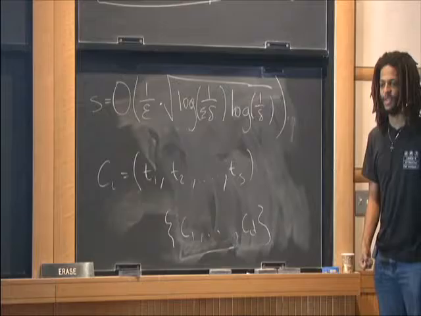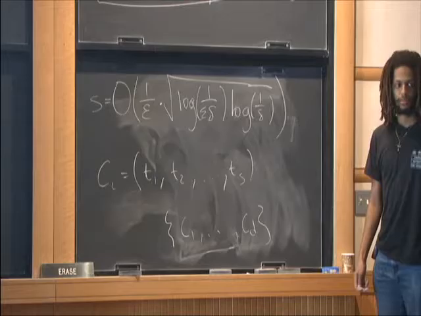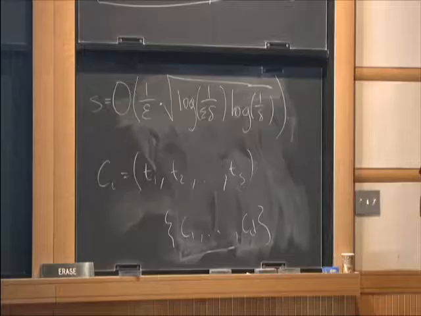OK, so that's the construction. So code meaning just different? Yeah, the Hamming distance between each pair of things should be large. Actually, I want a really good code.